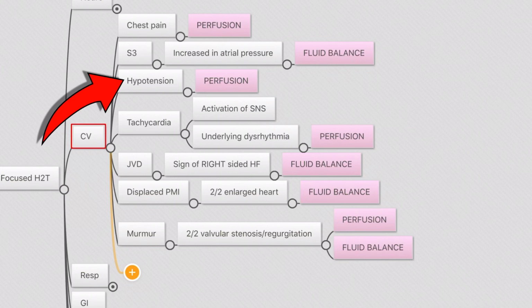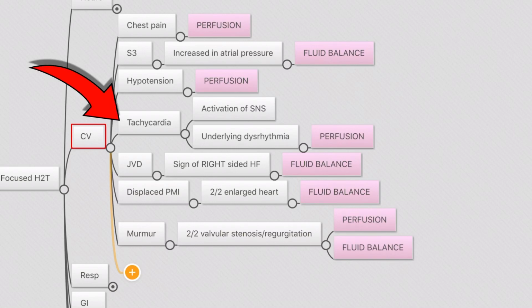Patient might have hypotension because of decrease in cardiac output, stroke volume, and ejection fraction, and that might lead to problems with perfusion. If a patient has hypotension, then they might develop tachycardia due to activation of the sympathetic nervous system, and it could possibly be due to underlying dysrhythmia. So perfusion is another issue.